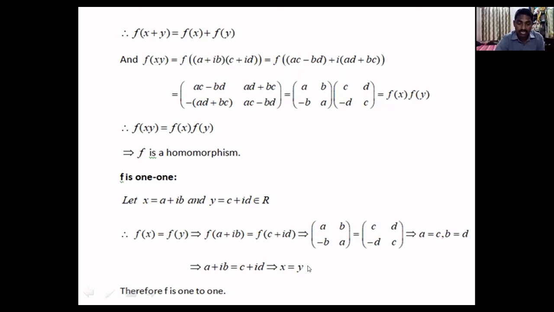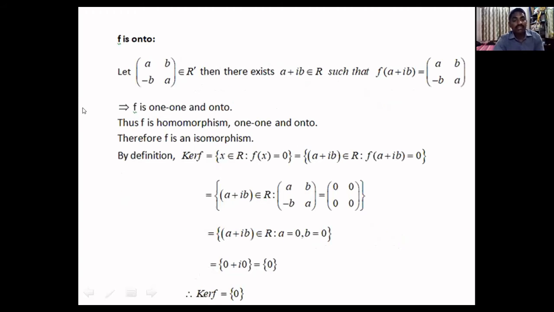That is, x is equal to y. Here f of x is equal to f of y implies x is equal to y, which means f is 1-1. And f is onto. Let's consider one arbitrary element in this form in R dash. Then there exists a plus ib belongs to R such that f of a plus ib is equal to the matrix with entries a, b, minus b, a.